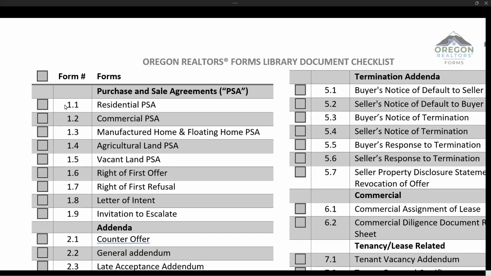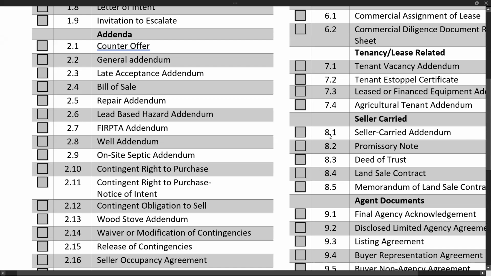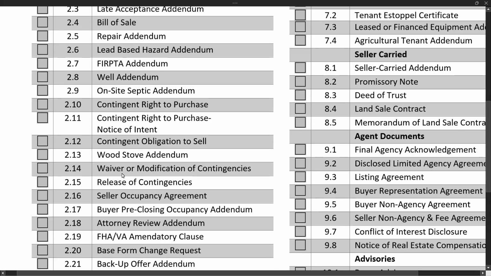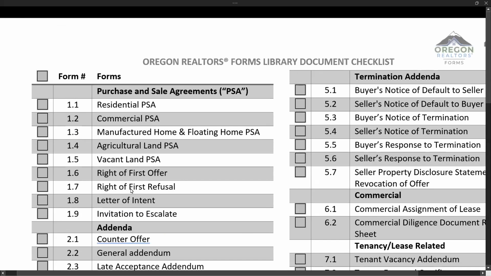You'll note each of the forms has a numbering structure to it: 1.1, 1.2, 1.3, 5.1, 5.2, 5.3. That numbering structure is meant to compartmentalize the type of form that is involved, to speed the process of searching for forms. If you're looking for something that has to do with offers, it's a 1. If you're looking for a termination document, it's a 5. If you're looking for something related to seller carried documents, it's a 7. If you're looking for the various addendums, that's the 2s.